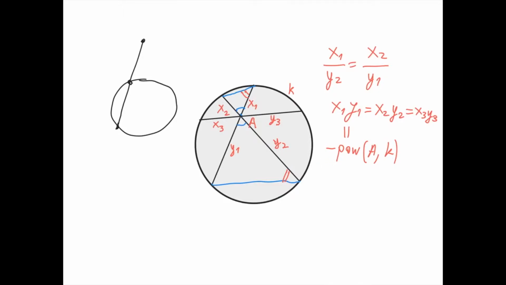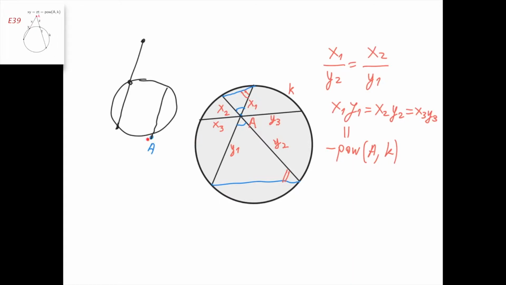But for now, let's consider what happens if the point A lies on the circle, or very close to the circle. Let's take this point A to be really close to the circle. And so I get this distance times this distance to be the power of A. But this distance here is really small, and so the whole power is very close to 0.